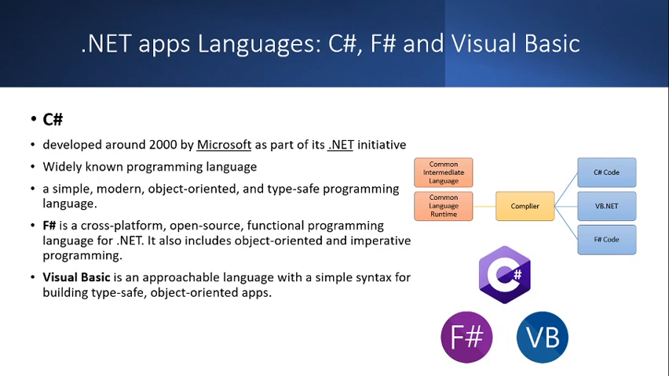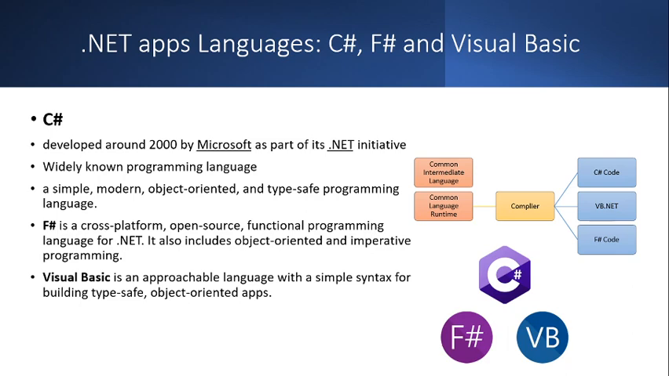Now F Sharp is another language that we use for .NET solutions or the .NET platform. It is a cross-platform, open-source, functional programming language for .NET. It also includes object-oriented and imperative programming. And another one is Visual Basic. Visual Basic is an approachable language which has a simple syntax for building type safe object oriented apps. If I say Visual Basic, it is quite unmanaged, very simple. It doesn't have a proper syntax or doesn't follow the proper pattern like C Sharp, comparing with C Sharp.